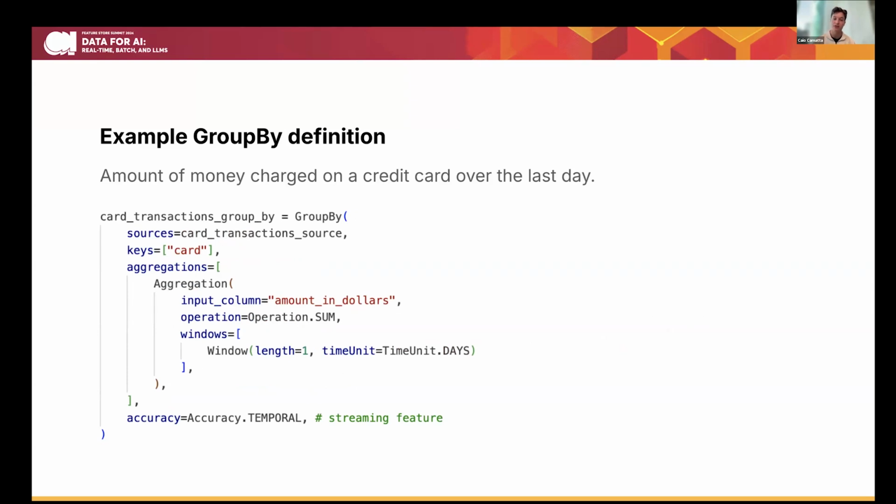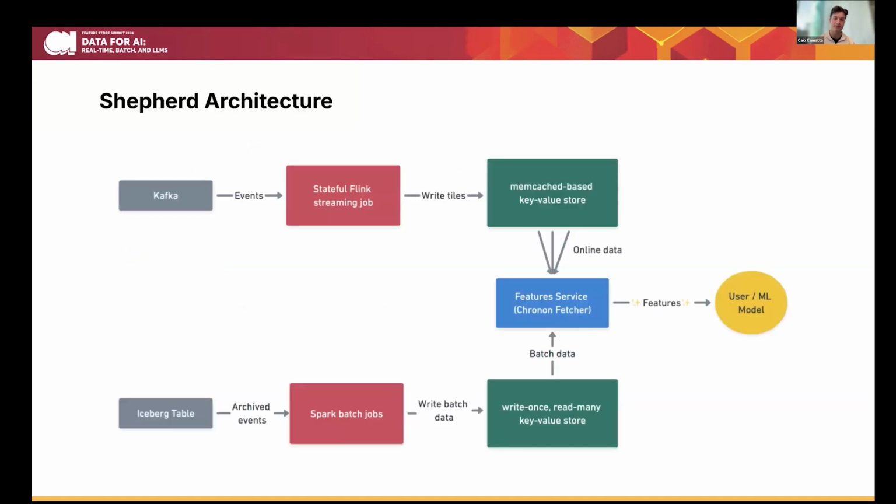In practice, you would also use the join API, which allows combining multiple group bys and running point-in-time correct backfills. From here, Shepherd will automatically compile this code into batch Spark jobs and streaming Flink apps and enable the features to be served in low latency.